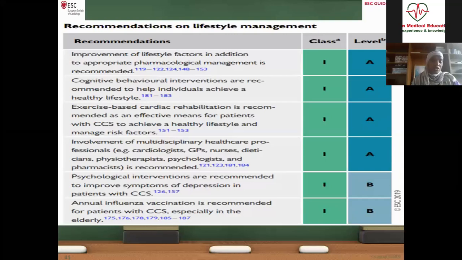Exercise-based cardiac rehabilitation is very important. The involvement of multidisciplinary healthcare professionals, which includes cardiologists, GPs, nurses, dietitians, and psychologists as well. Psychotherapy might be important, particularly for those who have refractory angina, to help them in the management of the angina pain. There's also a class 1 indication for annual influenza vaccine for patients with chronic coronary syndrome, especially in elderly patients.